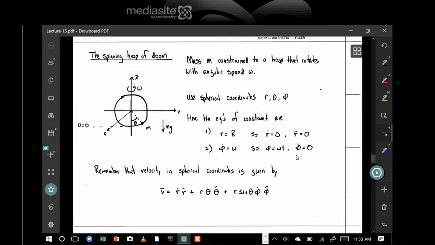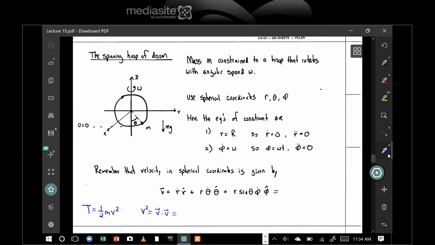Now, just to remind you, we have to write down the expression for the velocity in a spherical coordinate system. The reason that's important is because what we want to get is the potential and kinetic energies, and the kinetic energy is always going to be T equal to 1/2 mv squared. So I have to take v squared equal to v dot v. Now let's rewrite this equation based on my equations of constraint.